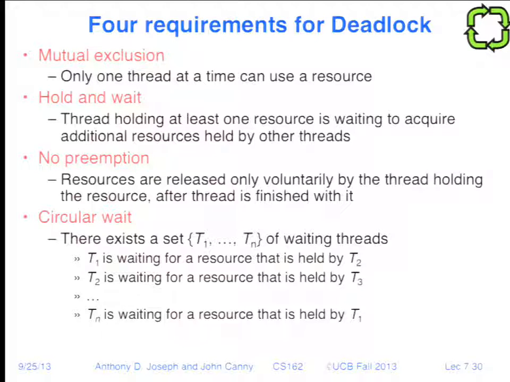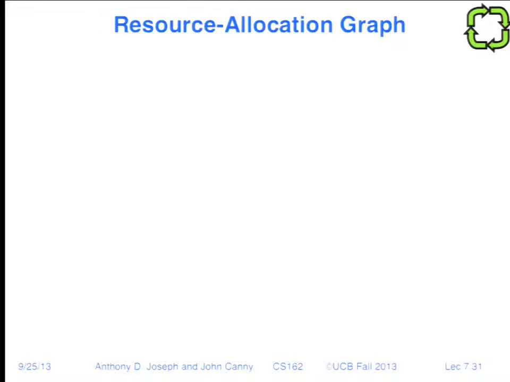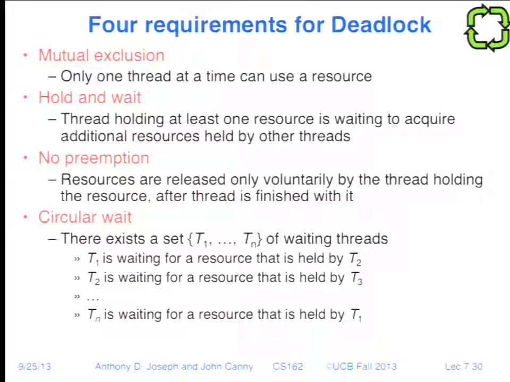And the last condition is that there should be a circular wait. We have a thread T1 that's waiting for a resource that's held by T2, and then another thread T2 that's waiting for a resource held by T3, and so on. The last thread is holding a resource that's wanted by T1. So that cycle is propagating this waiting action back and back and all the way around in a cycle.